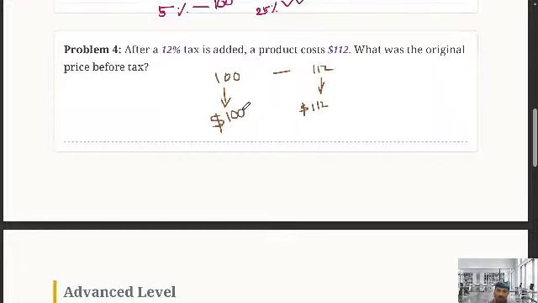We solve this question by relating the tax. So it was the original price, and the 12% tax. 12% means 12 by 100. So when 12% tax is added, the price will be 112. So 100 is equivalent to $112. Then 100 is equivalent to how much? 112 means $112. 100 means 112.